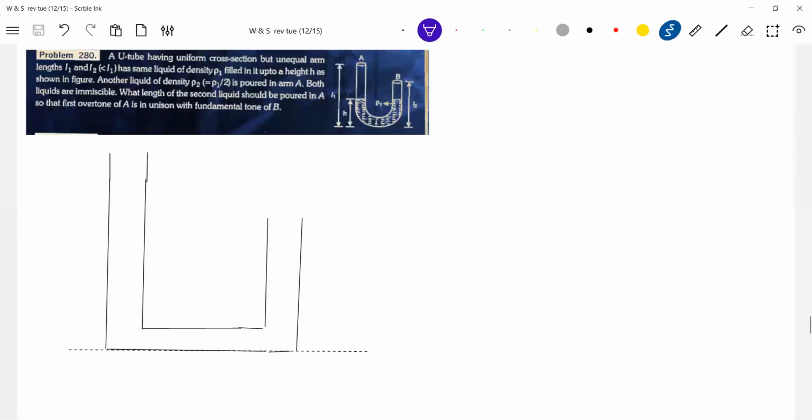Okay, there's a U2. So initially there is some what is present. Okay, let me take the.